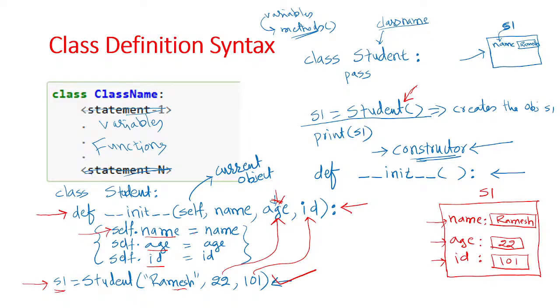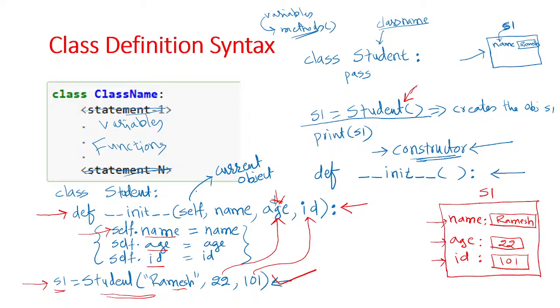Got it? Okay, so what is happening here? When we create the object, the values are automatically assigned. Explicitly we have not assigned them. Previously we assigned like s1.name equals something. But here, with the help of the constructor, we are initializing the object. This is how the object is created with three attributes.